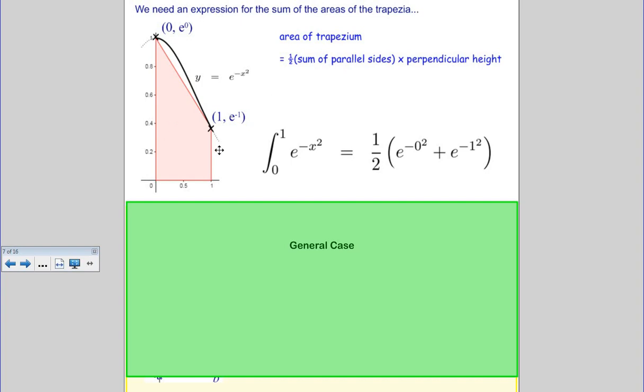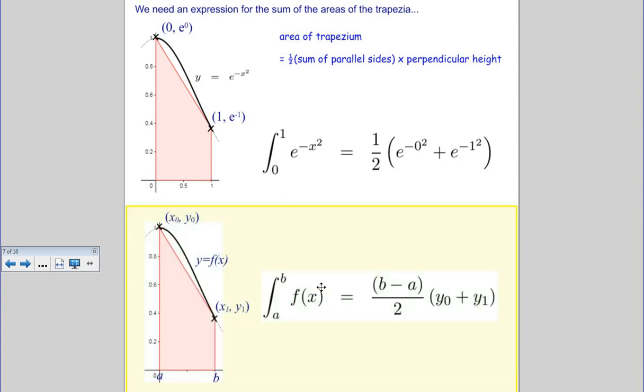So the parallel sides here are the y values, so they have the same length as the y values of where the curve meets the trapezium. And the perpendicular height is between the two parallel sides, and that is the width of the strip. So for this example, the width is 1. We want to do half of 1 multiplied by the sum of the parallel sides. So we've got e to the 0 for this one and e to the minus 1 squared for that one.